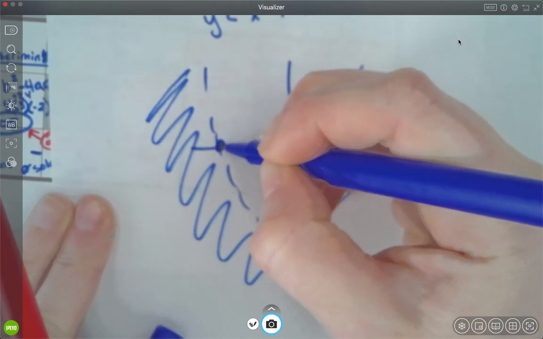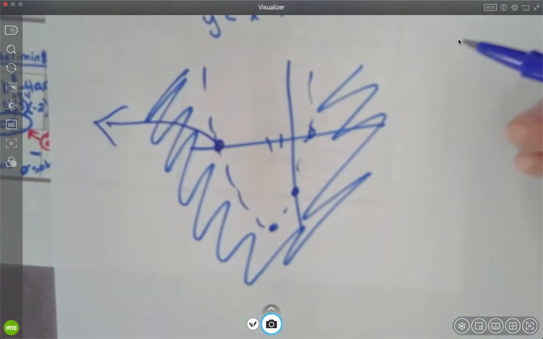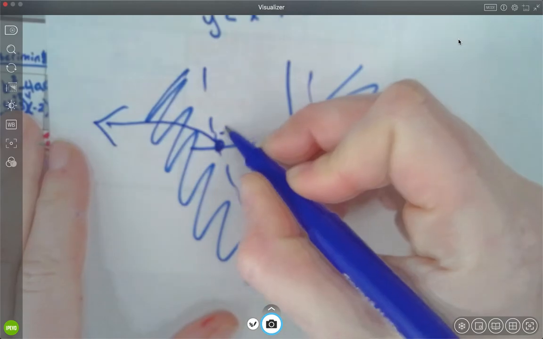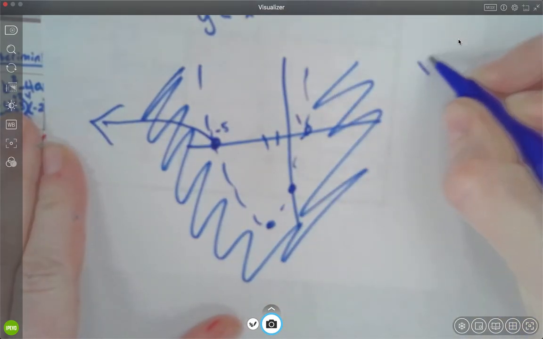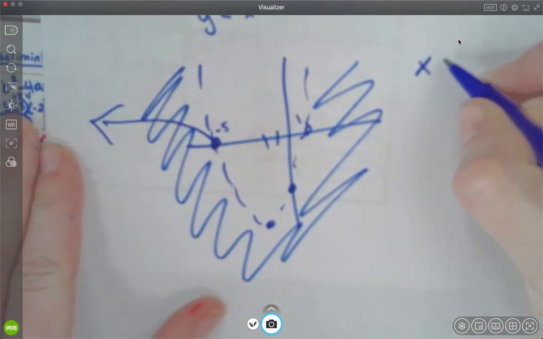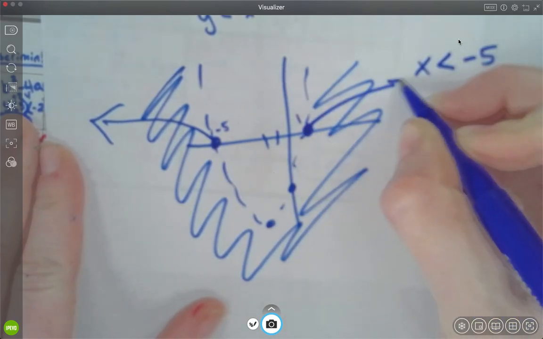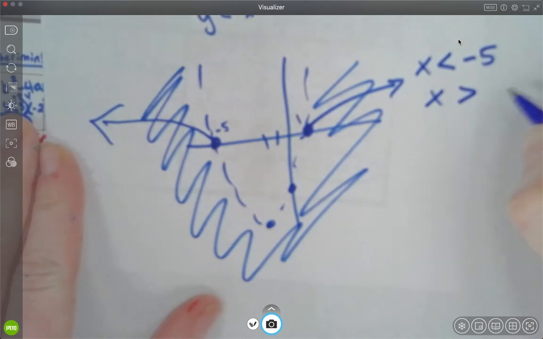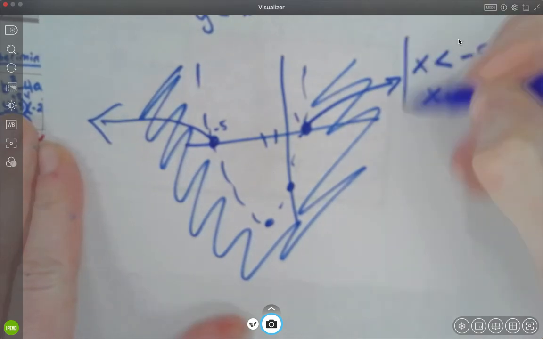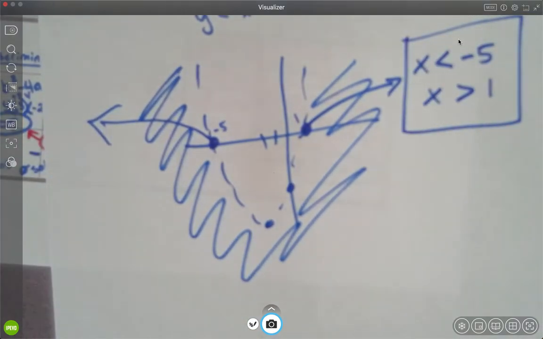Okay, and this guy from here to here is represented by what? X is what? Greater than. Nope. Less than. Less than -5, and from here and beyond, X is greater than 1. So since they are two separate pieces, I will write them as two separate pieces.